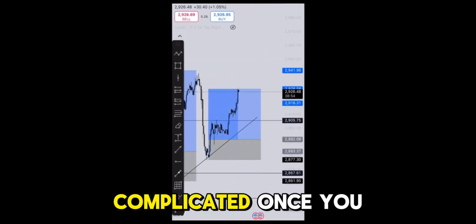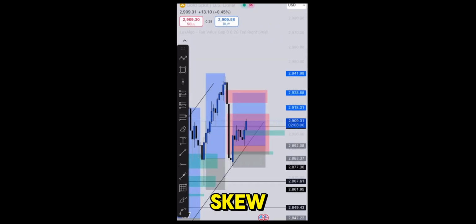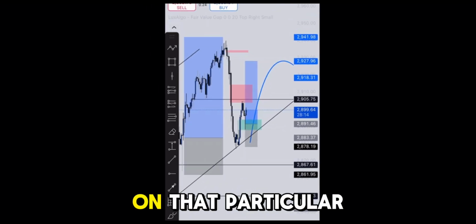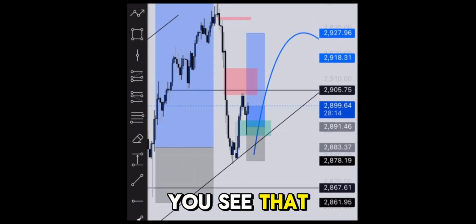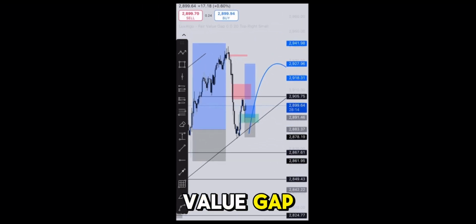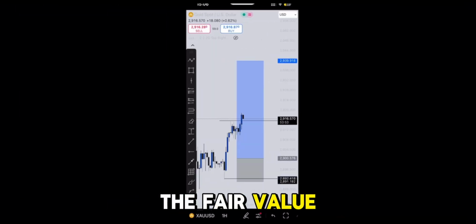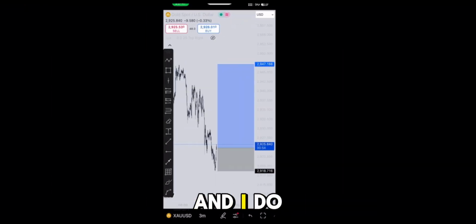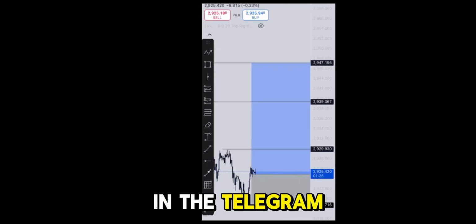It's not so complicated once you just master the skill. Another example, this is the trade that we're looking at on that particular day. You see that the market traded into that fair value gap, and after the market traded into the fair value gap, it just went straight to TP. And I do this consistently in the Telegram group.